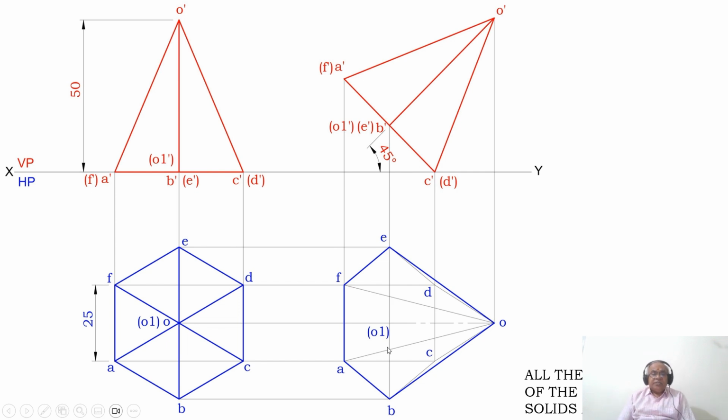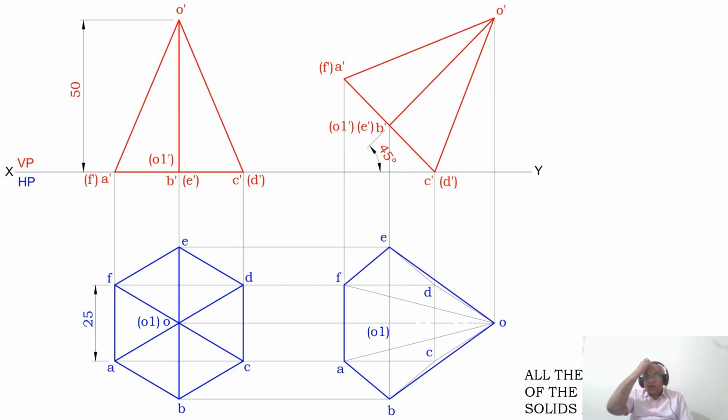Now once you do that, join A to B, B to C, C to D, D to E, E to F with thin lines. Don't darken them. Similarly, join E to O, O to B, then O to A and O to F, and similarly O to D and O to C with a thin line. Once you do that, it will form the boundary of a hexagonal pyramid.